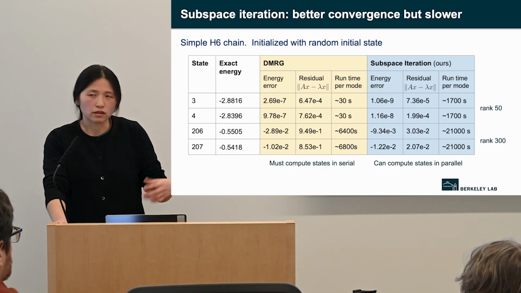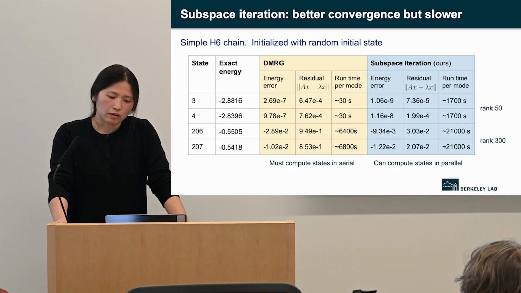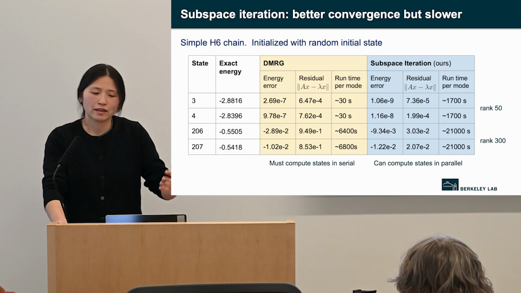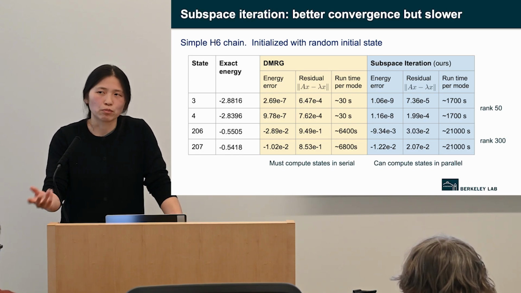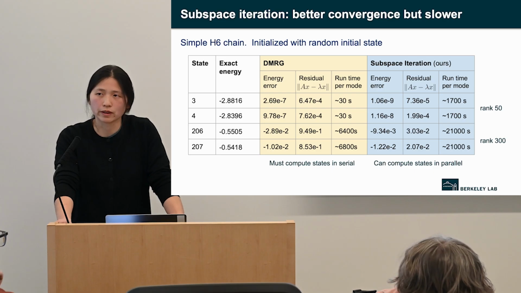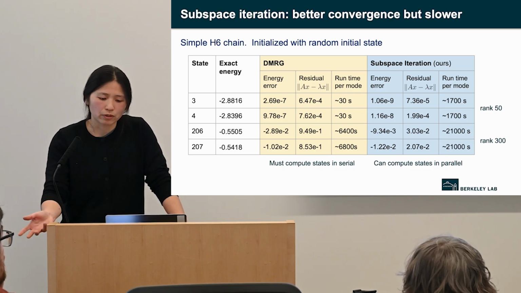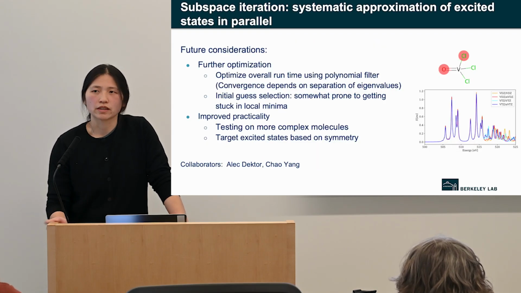However, if we move to higher energy states, in the bottom 2 rows, we see that both DMRG and subspace iteration struggle, but subspace iteration is able to obtain results that are more than an order of magnitude more accurate. Even though the runtimes are quite large, the saving grace is that we can compute these states in parallel.